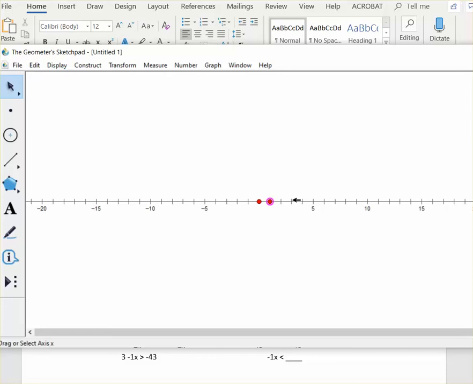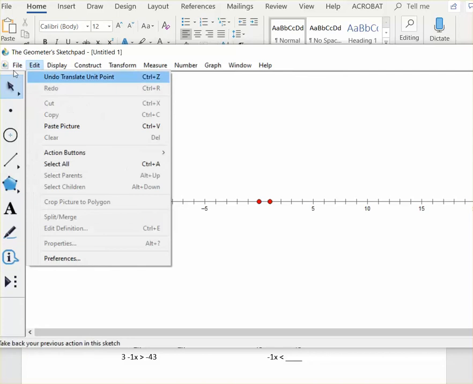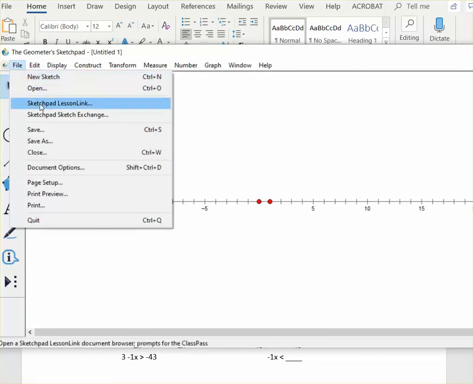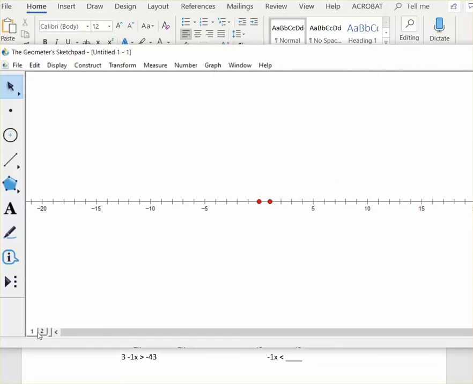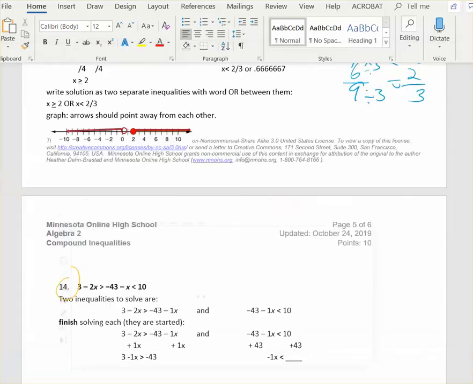So it's super nice. You can also make many of these number lines by going to File, Document Options, add a page, and we can duplicate this page. So now I've got 2 pages that both are exactly the same, and I can make different problems, and you can do this as many times as you want, duplicate it. All right, so you're welcome to use technology to make your number lines as well.